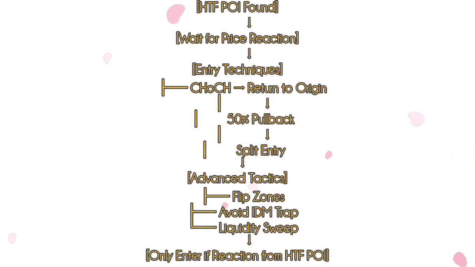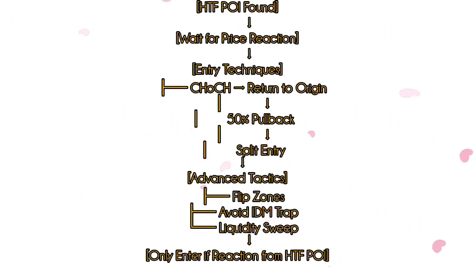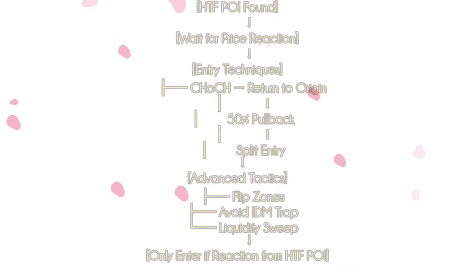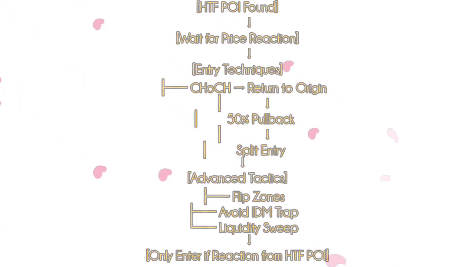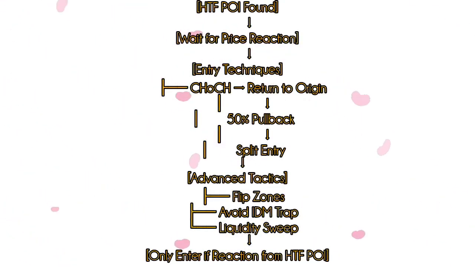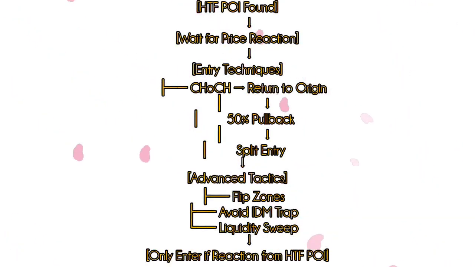With our high probability zone identified, we then focused on the critical moment of execution, the entry. We built a complete arsenal of entry tactics, each suited for a different personality and market condition. We covered the classic change of character (CHoCH) based entries, including the precise return to origin, the more forgiving 50% pullback, and the clever split entry model.